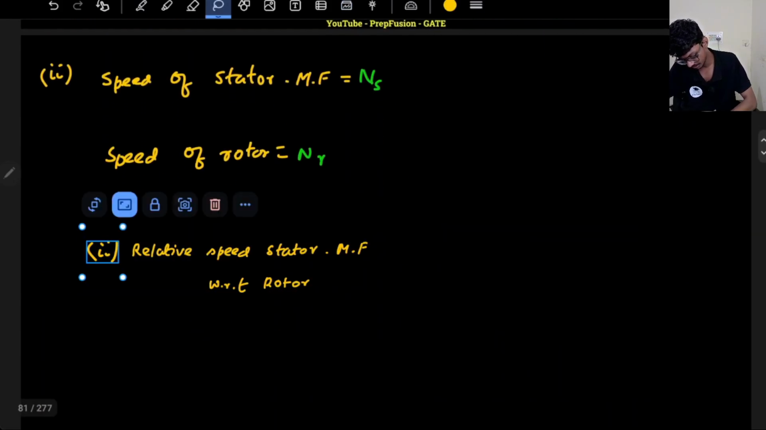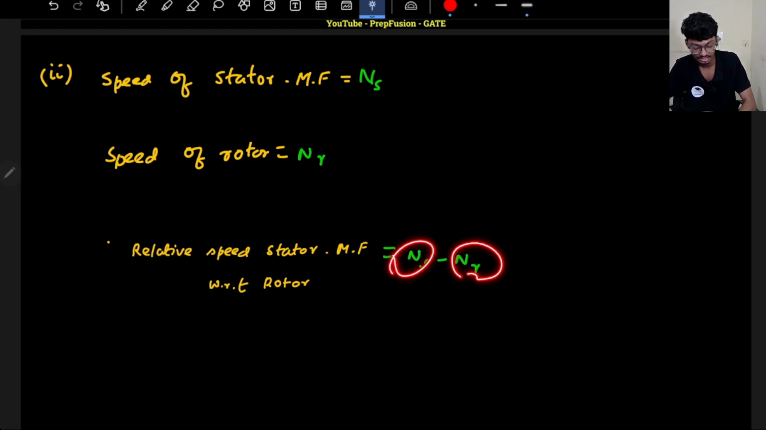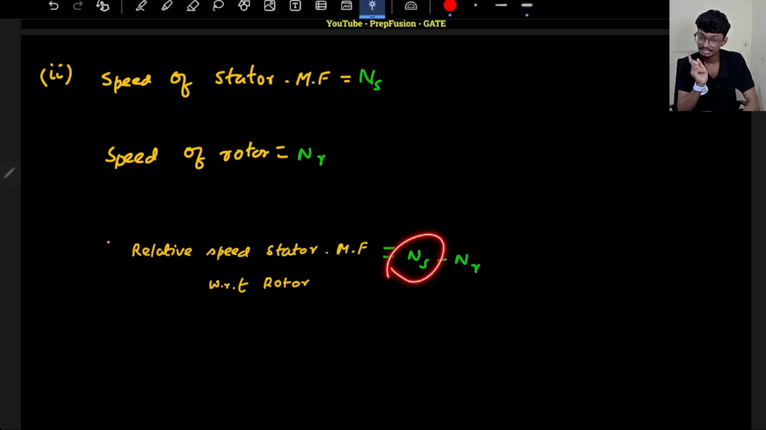It will simply be ns minus nr, right? With respect to the rotor, what is the speed of the stator magnetic field? Basically, at what speed the rotor is observing the stator magnetic field rotating. For a stationary observer, I am observing that the stator magnetic field is rotating at ns speed.